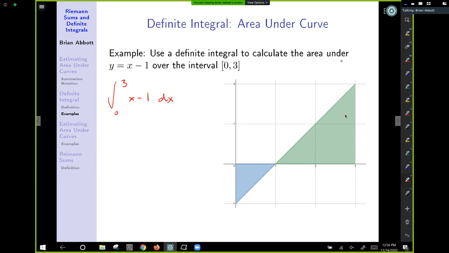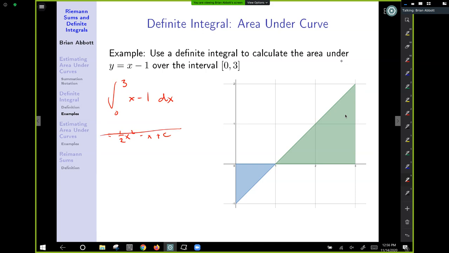Now we have a power rule, so we could integrate this like an indefinite integral, and we would get 1/2 x squared minus x plus c, and then we'd be like, what do we do with these zeros and the threes here? Some of you may have seen calculus before, so you may have an idea of what to do, but remember, we haven't introduced that yet. I haven't told you what to do with those bounds. So we're kind of stuck. This really didn't help us yet.